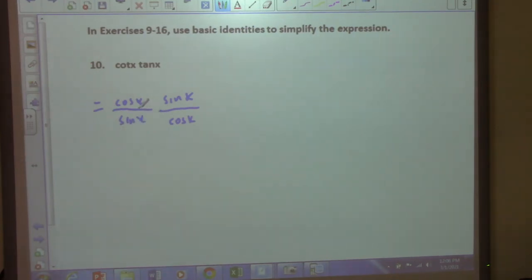And we'll all cross out. So this will cancel this, and this will cancel this. What are you left with? Nothing, just 1. Okay, whenever you say cancel out and the answer is not 0, don't say nothing. Say 1.